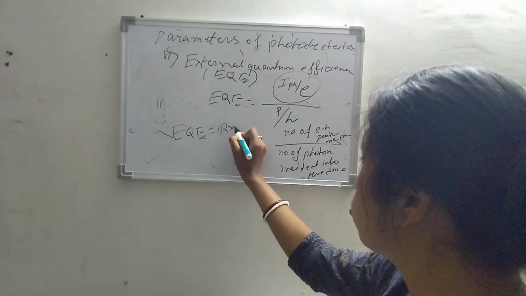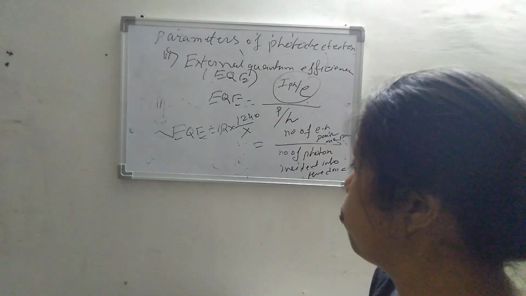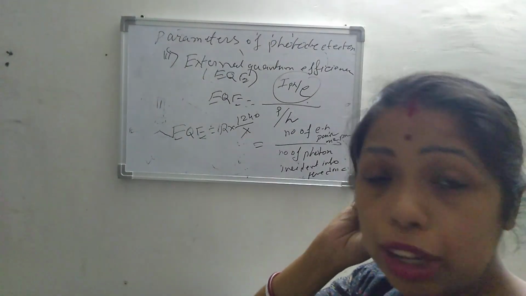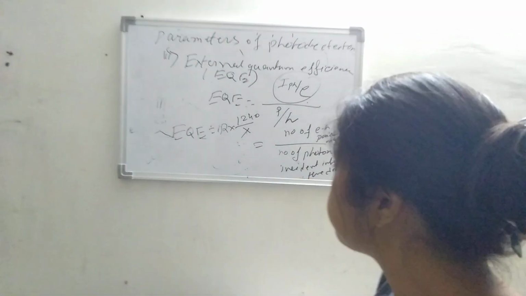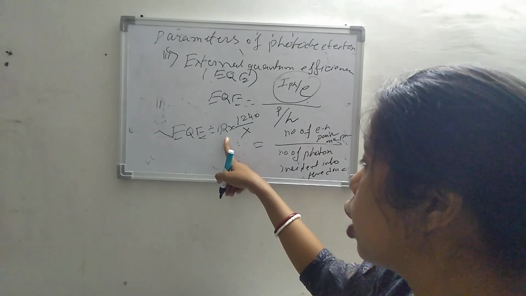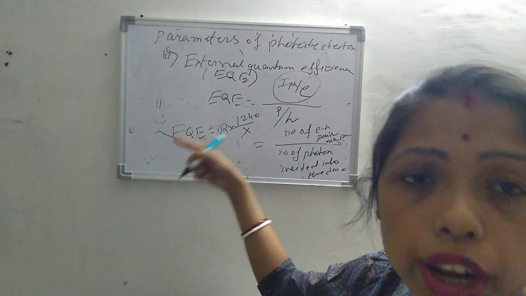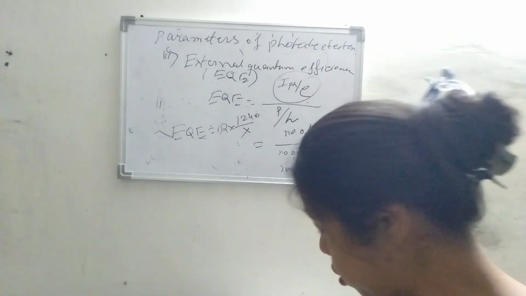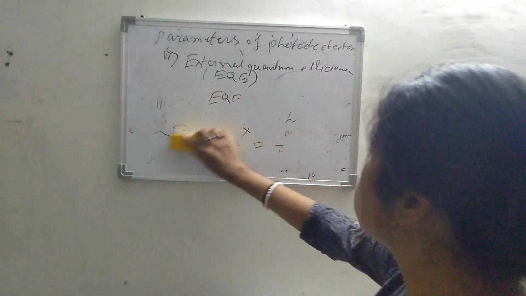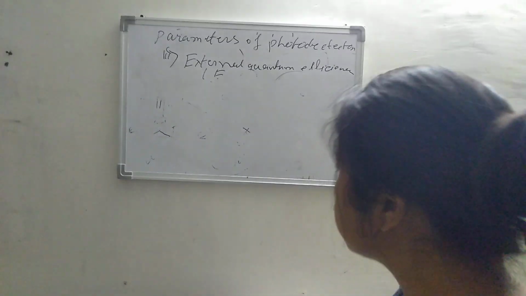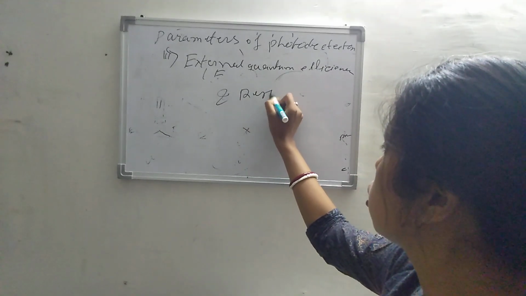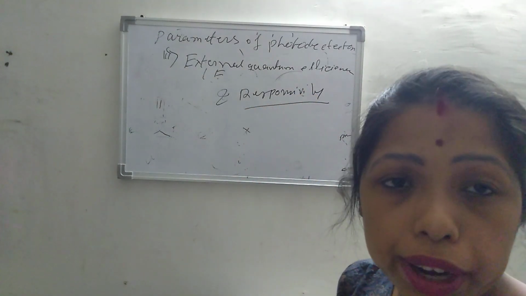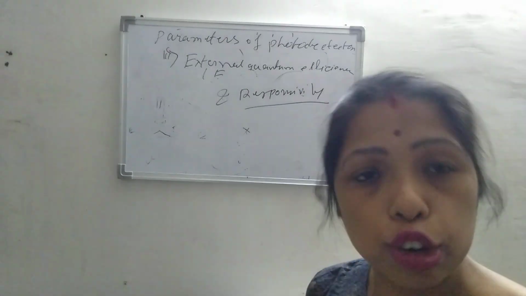EQE is equal to R into 1240 by lambda, where lambda is the optical wavelength of the incident photon. So if you know the value of the responsivity, you will get the external quantum efficiency, or if you know the external quantum efficiency, you will get the value of responsivity, right? The responsivity and the EQE are the two main important parameters to determine the performance of the photodetector.